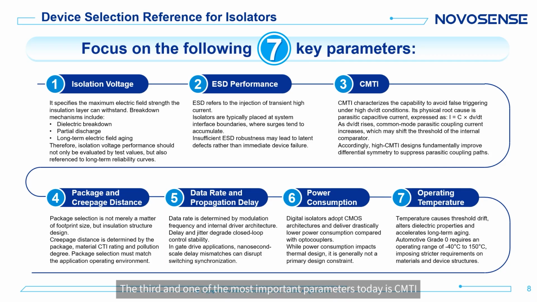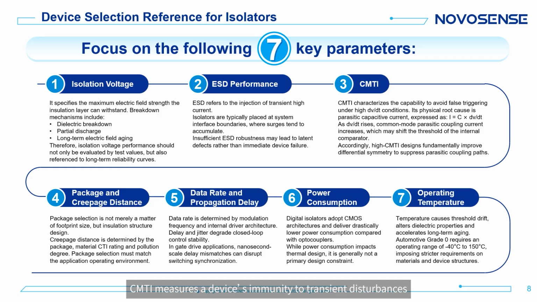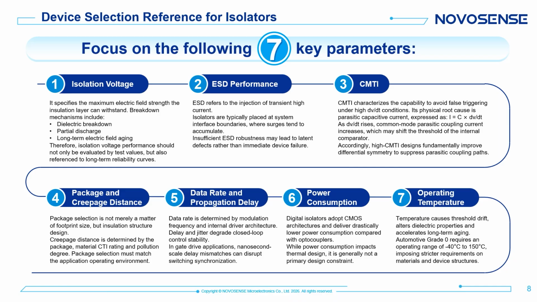The third and one of the most important parameters today is CMTI. CMTI measures a device's immunity to transient disturbances and reflects its robustness in real-world applications. As silicon carbide and GaN devices become more prevalent, system dV/dt levels continue to increase, resulting in higher common-mode coupling currents caused by parasitic capacitance.